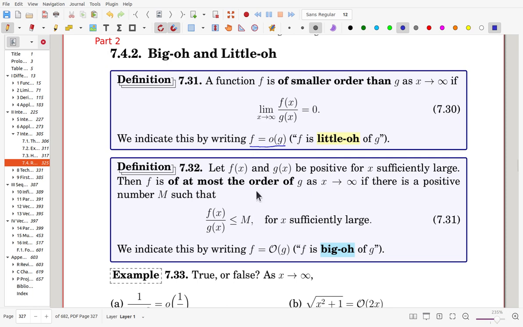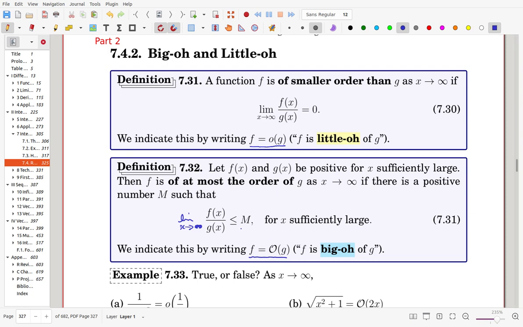Now here, the ratio is bounded by M for x sufficiently large. That means that even when you take the limit as x approaches infinity, it is bounded by M, then we say that f is of at most the order of g as x approaches infinity, and we write the condition in this way: f is big O of g.